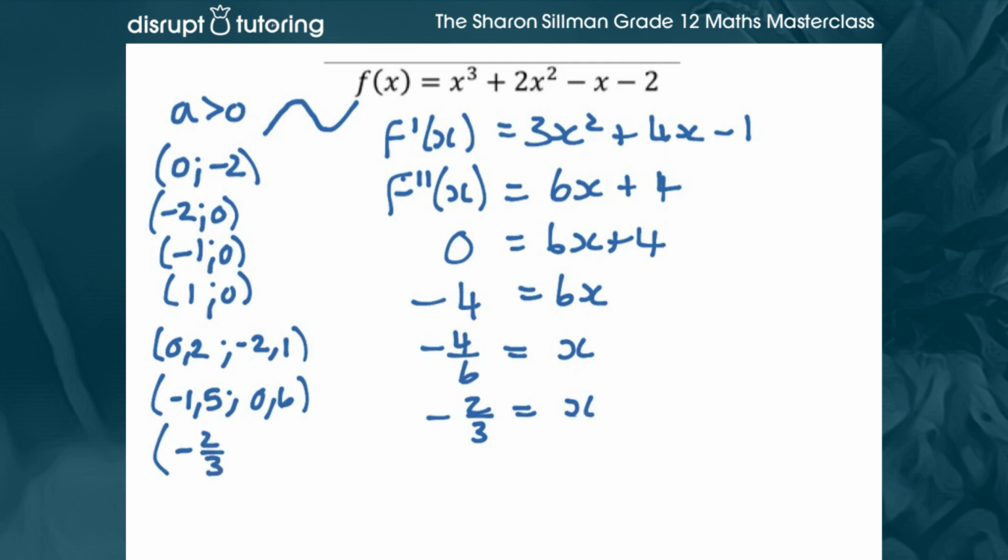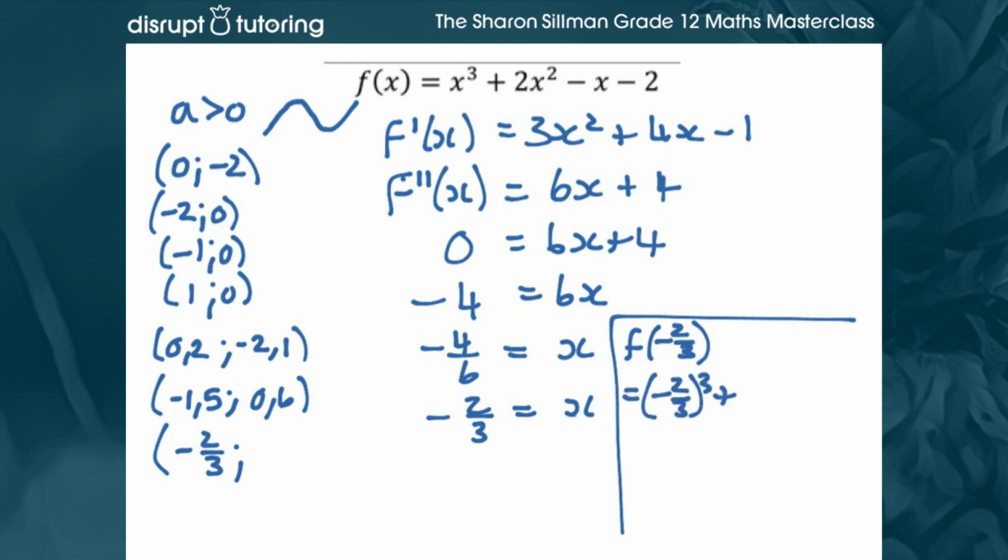Again, I now know the x-coordinate of the point of inflection. I need to find the corresponding y-coordinate. So f of minus 2/3 into the original function. Plus 2/3, because the negative and the negative make a positive. And you will put all that into your calculator, and it will give you negative 0,7. And we now have the point of inflection.